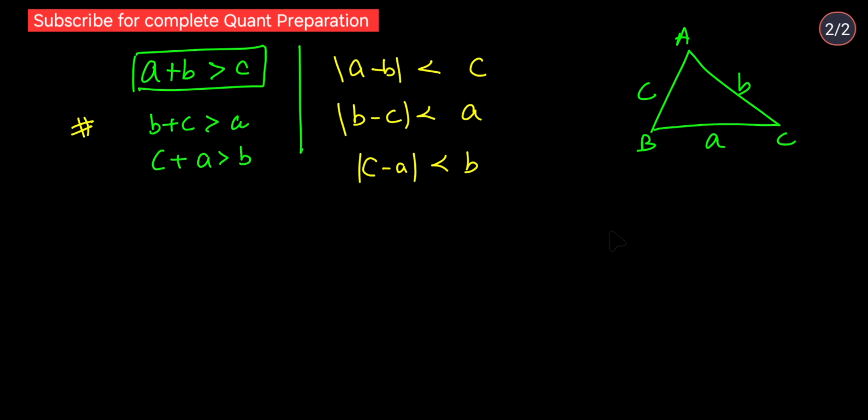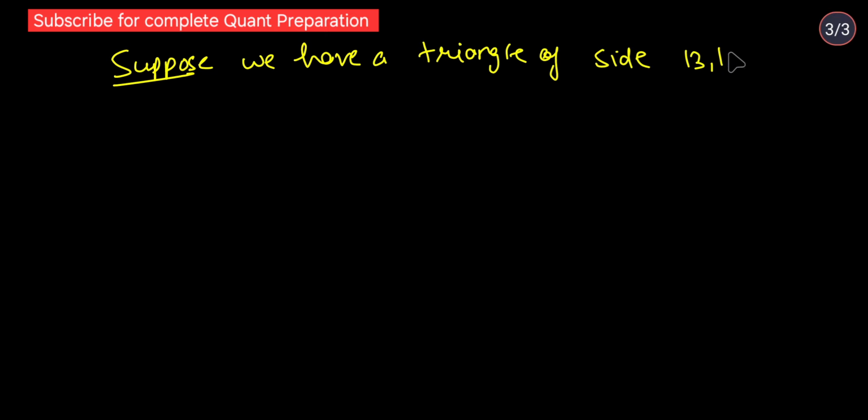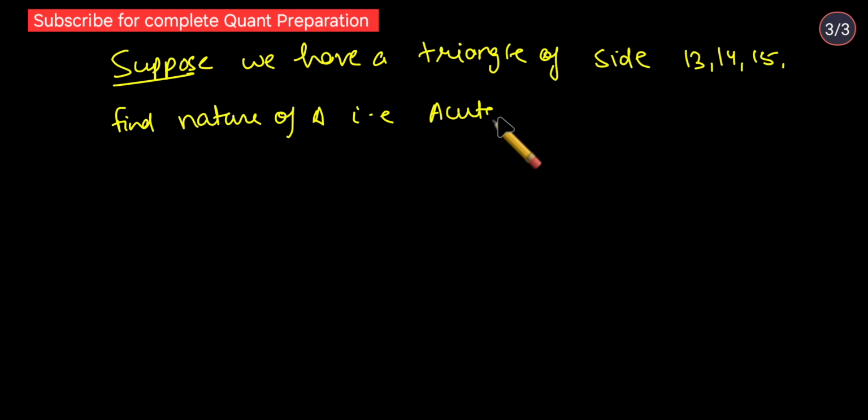Now in this video I'm going to discuss how to further investigate the triangles. So suppose we have a triangle of sides 13, 14, 15. Find the nature of the triangle, that is, is it acute, obtuse, or right triangle, right? So how to check basically, right?